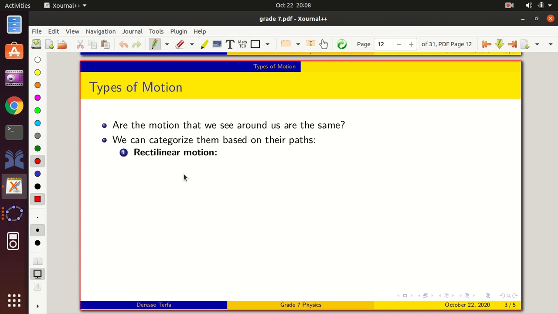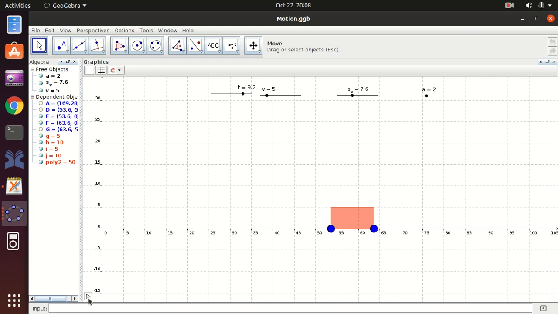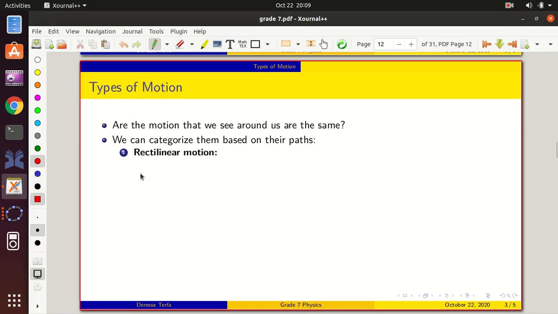What is rectilinear motion? Let us see this block again. As we have seen, this block changes its position. When it changes its position, the path it follows is a straight line. Therefore, this kind of motion is what we call rectilinear motion. Rectilinear motion is motion along a straight line.